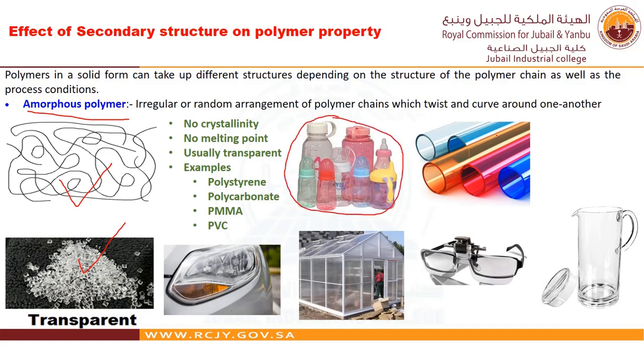For example, this is a feeding bottle. This is a PVC material. This is glass. This is the headlight of a car, which is made from polycarbonate. We have greenhouses, and we have glasses. Some of our glasses are made from polystyrene or polycarbonate, and you also have this transparent jug, which is made from transparent amorphous polymer.